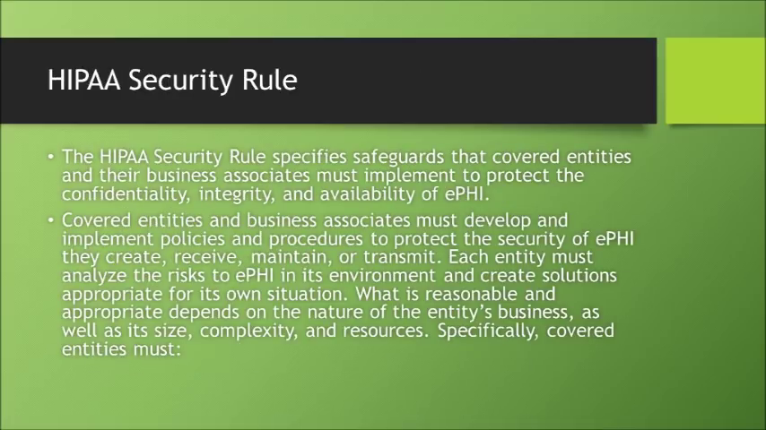The HIPAA security rules specify safeguards that covered entities and their business associates must implement to protect the confidentiality, integrity, and availability of ePHI, or electronic protected health information. Covered entities and business associates must develop and implement policies and procedures to protect the security of ePHI they create, receive, maintain, or transmit. Each entity must analyze the risk to ePHI in its environment and create solutions appropriate for its own situation. What is reasonable and appropriate depends on the nature of the entity's business, as well as its size, complexity, and resources. Specifically covered entities must.